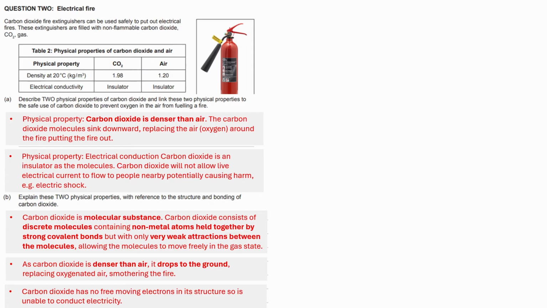Okay, one thing about carbon dioxide, it is a discrete molecule. It has no charge and it has no free electrons, so it's not able to conduct electricity. So that's really a very good explanation of a property. That is why linking its physical property to the structure, that's why it's an insulator, right? That's why carbon dioxide insulates.